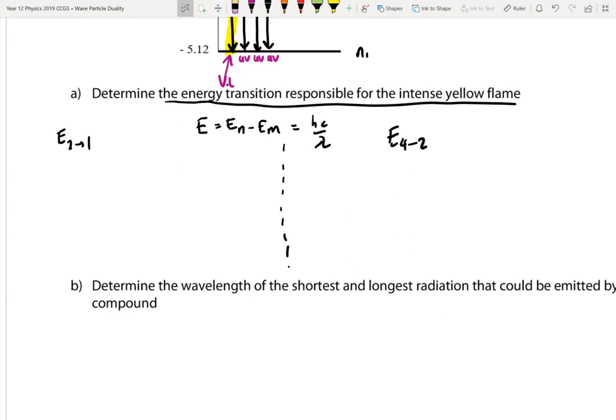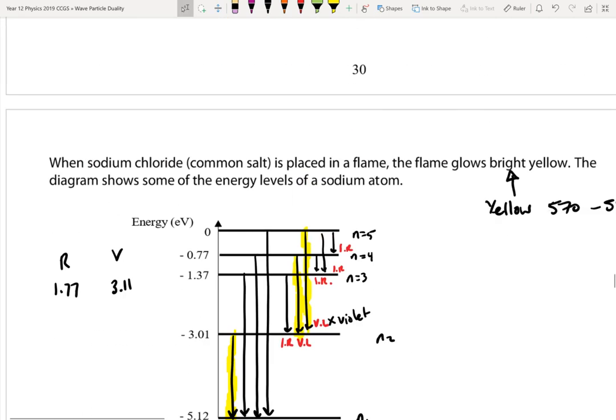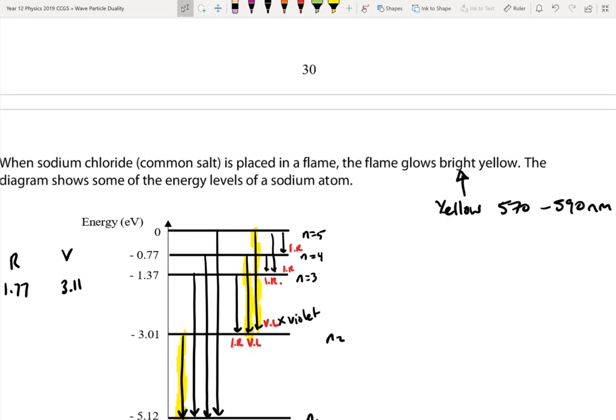What was the yellow, sir? So the poster, 580, 590. Yeah, the poster on the inside first page says that, and that's what we're going to use.